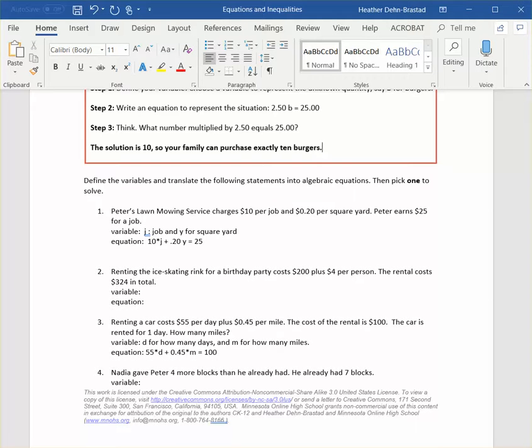So if we were going to solve this equation, we would replace J with 1. So I'll erase that. So it's 10 times 1. I can't get my parentheses. Plus 0.20 times Y, that's what we don't know, is equal to 25. So we would be solving this question. What we would be trying to find is how many square yards was it?